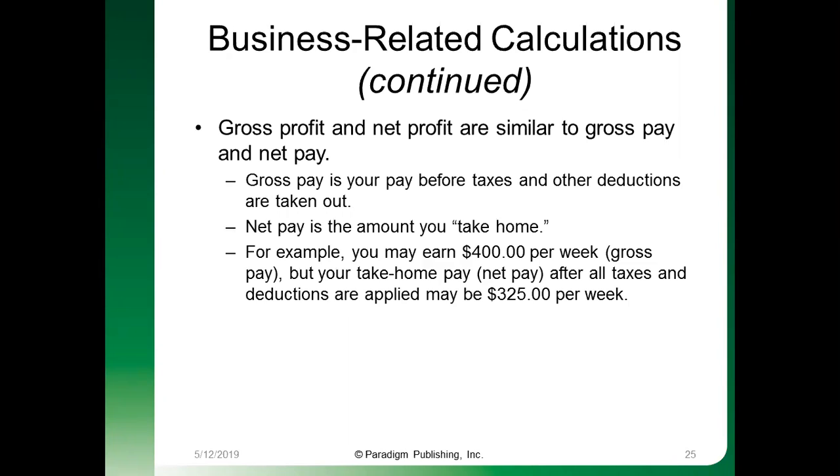Now the net pay is the amount that you take home. So after all those deductions that get taken away from you, the net pay is what you take home. So for example, if you earn $400 per week, that's your gross pay. But you take home a net pay of, after all taxes and deductions are applied, maybe $325 per week. So this is the same thing as the gross profit and the net profit. So the net profit will be after all the deductions, and the gross profit is before any deductions.